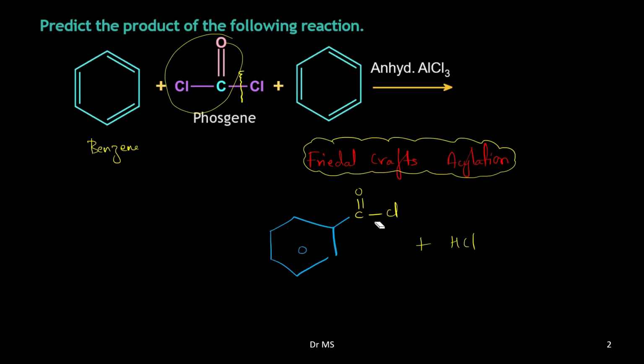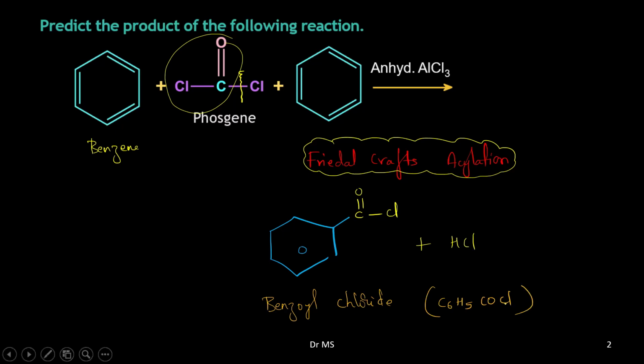Benzene with acyl chloride. Benzoyl chloride. Remember this. This is called benzoyl chloride. They can also give it like this: C6H5COCl. Okay, so benzoyl chloride or this structure or C6H5COCl, all are the same.